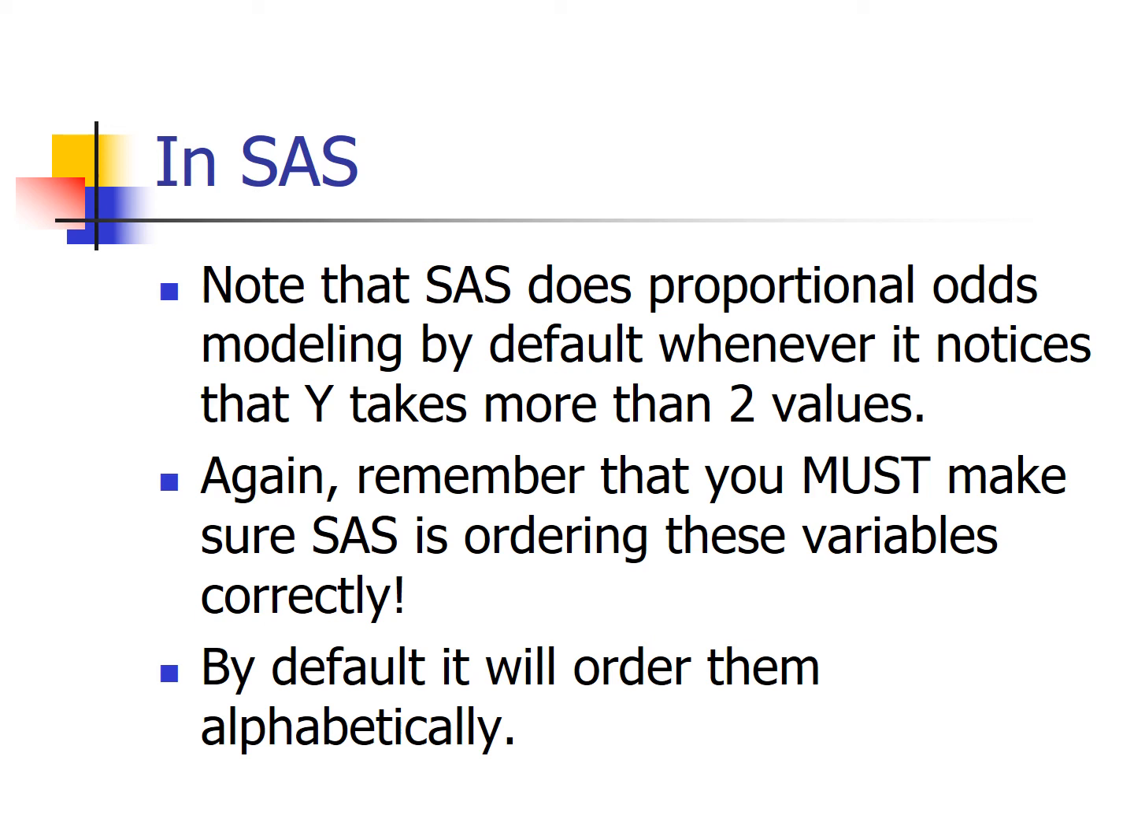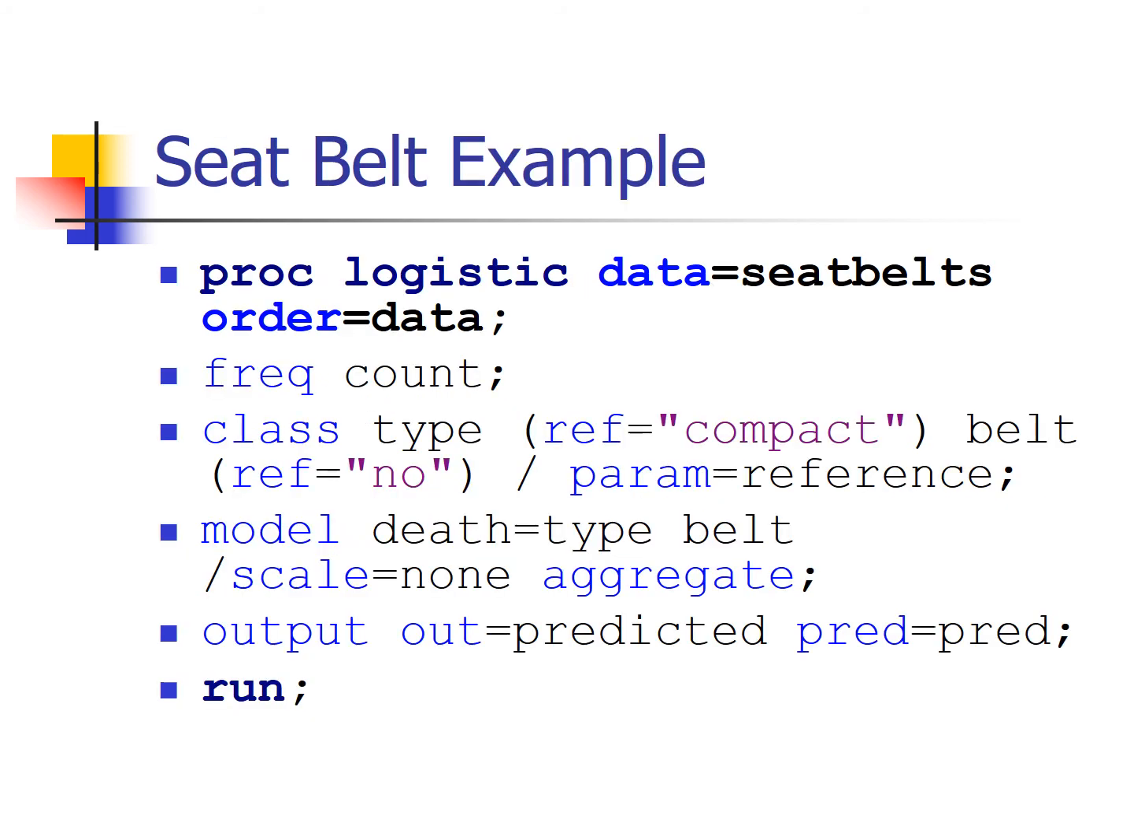We can override these defaults, just like back in our table portion of this class, with an order equals statement. And so here's our proc logistic code, slowly building up in its complexities. Notice that order equals option, so that's going to order the outcomes of the y variable by the order they appear in our data set rather than the SAS alphabetical default.